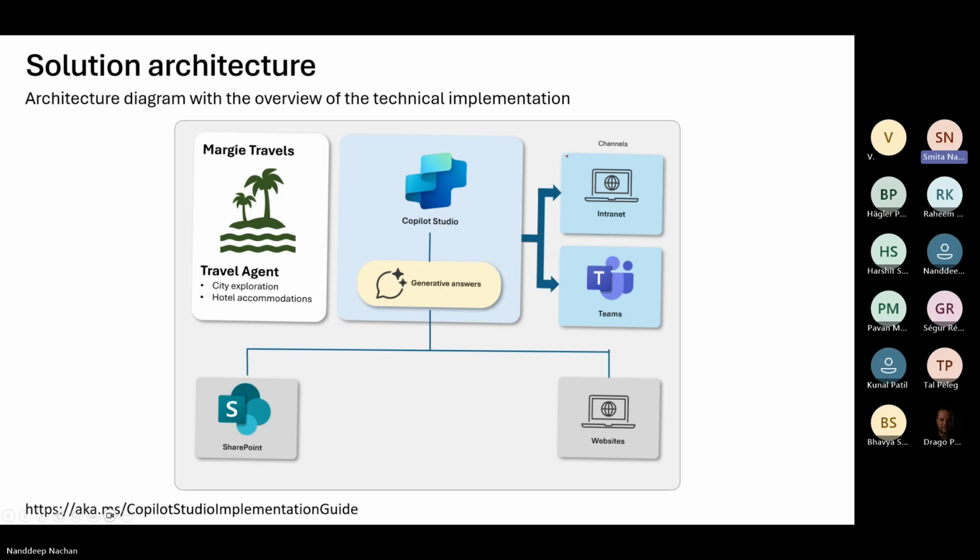Then the multi-channel deployment. The Copilot generated responses are surfaced across multiple channels, for example the intranet, Microsoft Teams, as well as the website. Why is this very important? Because it automates customer service, reduces the manual workload by answering FAQs instantly, ensures data accuracy by pulling real-time data from SharePoint, and enhances accessibility by providing information across different platforms seamlessly. So this architecture shows how Copilot Studio can be leveraged to create AI-powered business solutions that improve efficiency, reduce response time, as well as enhance the user experience.